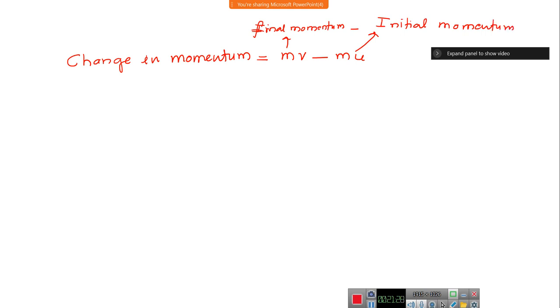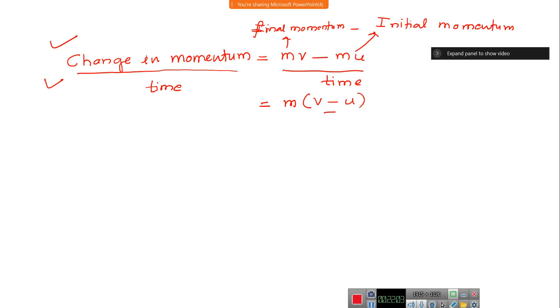Now suppose change in momentum per unit time. Listen to my sentence. Change in momentum per unit time means I have to divide by time. When I divide this by time, I have to divide here also. Are you getting it? So change in momentum divided by time is equal to m in the bracket v minus u divided by t, which is equal to, let me write, change in momentum per unit time.